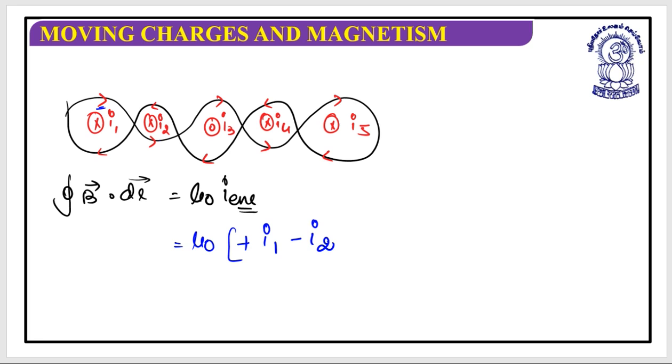The third loop is clockwise, but the current is outside the plane. It's a minus of I3. The fourth one, the loop is in anti-clockwise direction and the current is inside, so again this is minus of I4. In the fifth one, the loop is in clockwise direction, so the thumb will represent inside the plane, and the current is showing the same. So this is something like this.